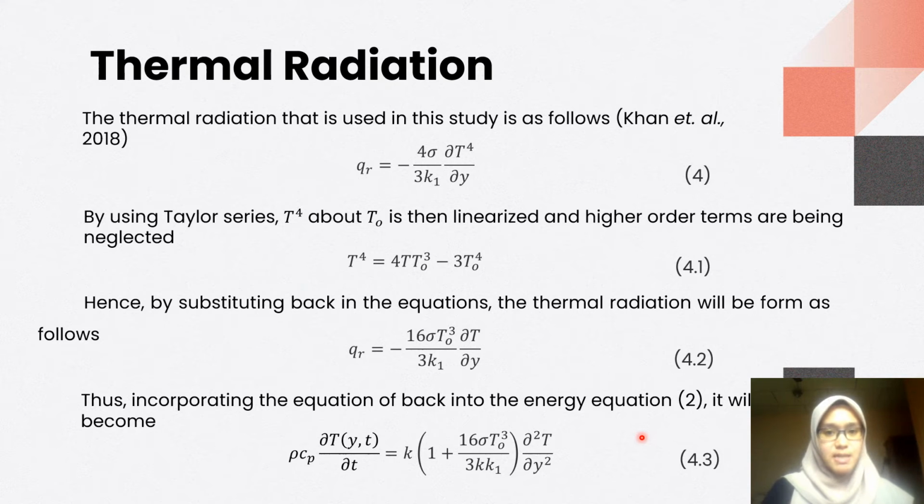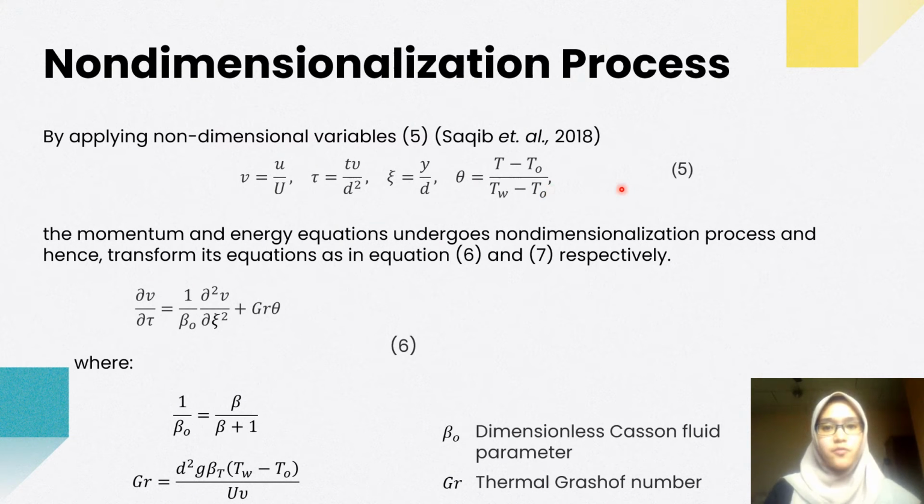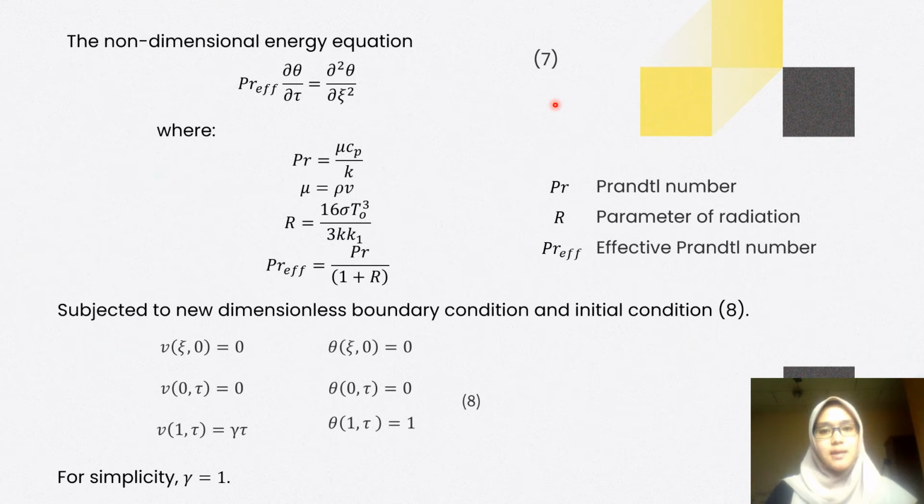Since only the energy equation has the thermal radiation effect, equation 2 is transformed into equation 4.3. The dimensional momentum and energy equations, which are equations 1 and 4.3, are first transformed into dimensionless form using suitable dimensionless variables as in equation 5, to reduce the number of variables and discard the units. Then the momentum and energy equations transform into equations 6 and 7 respectively. Equation 7 is the dimensionless energy equation, and both equations 6 and 7 are subjected to the dimensionless boundary and initial conditions as in equation 8.